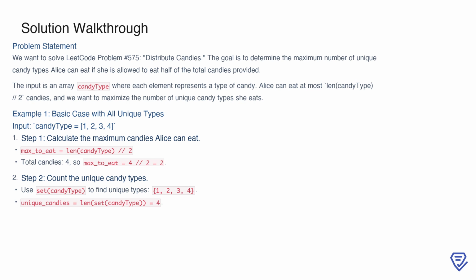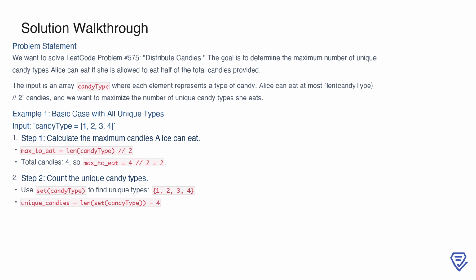In this problem, we are tasked with helping Alice maximize the number of unique candy types she can eat, given that she is only allowed to eat half of the total candies. The input is an array called candy type, where each element represents a specific type of candy.